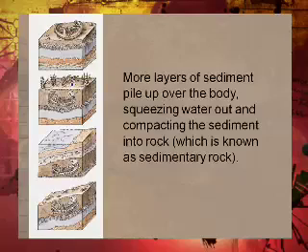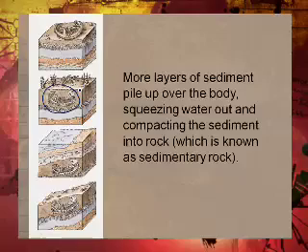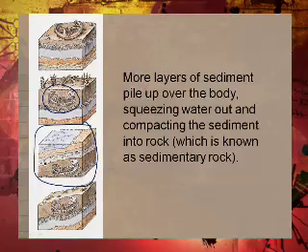Now, over time, and by time, we are talking about thousands and thousands and thousands of years. This is not something that happens very quickly. But over thousands of years, more layers of sediment pile up over the body. So here we can see that the body originally just lay in the mud that was the top or surface layer of mud. In this diagram, we can see that this organism now has been covered by layers and layers of mud or sediment.